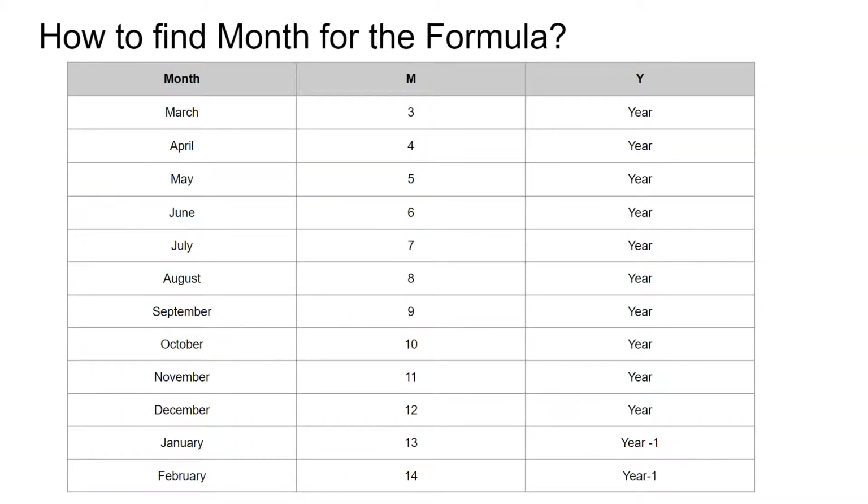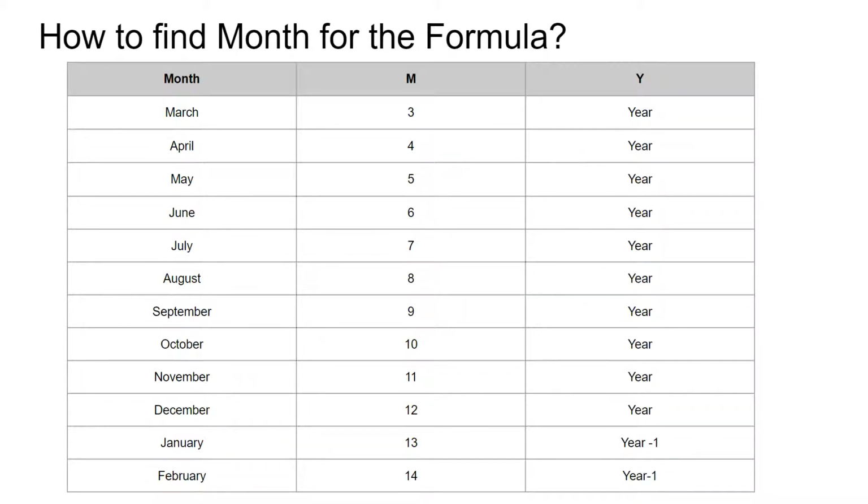Now this is a simple month table that you have to follow to find the value of M and Y to be substituted in the formula. If the month is March, it is 3, April is 4, May is 5, and so on till December, which is 12. For Jan and Feb, it is 13 and 14. So it's not 1 and 2 for Jan and Feb, it is 13 and 14.